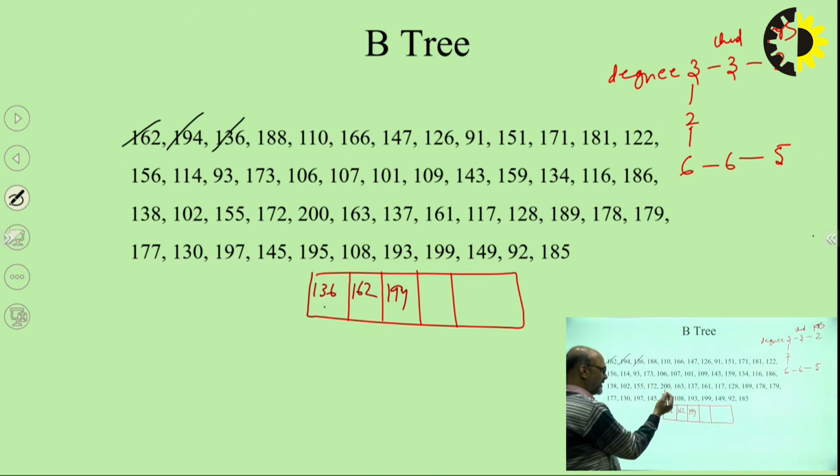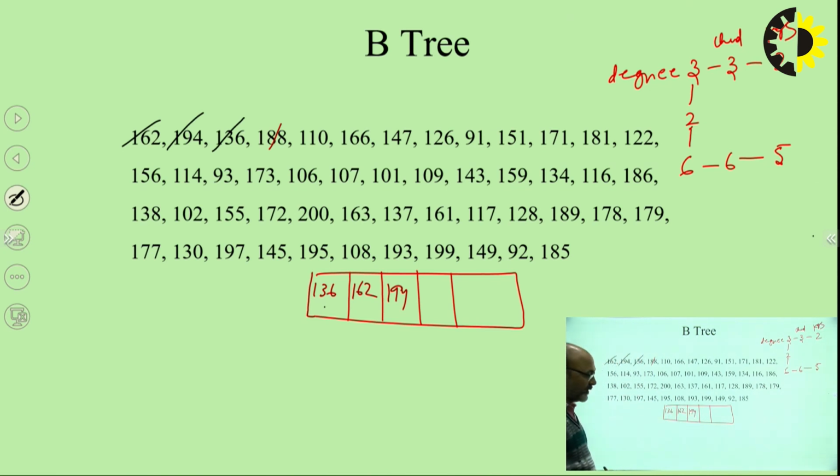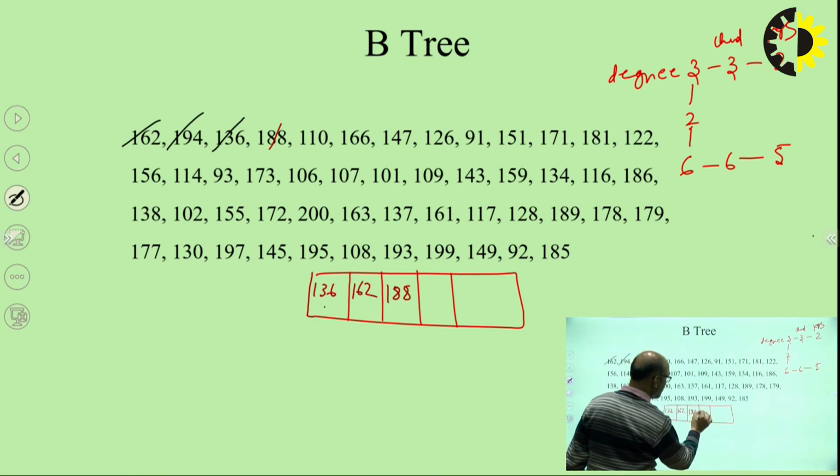Next is 188. Again the same logic. 188 will arrive here. 188 is compared with 136. It is more than 136. Then it will be compared with 162. It is also more than 162. Then it will be compared with 194. It is less than 194. Means conceptually it will reside between 162 and 194. So there is a little movement. Here it becomes 188, then 194.